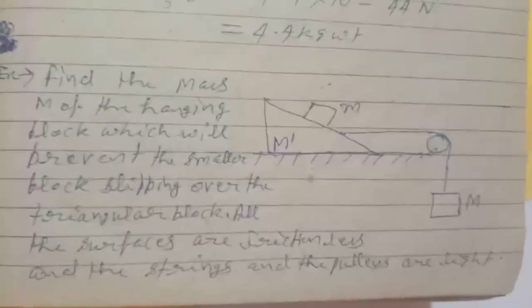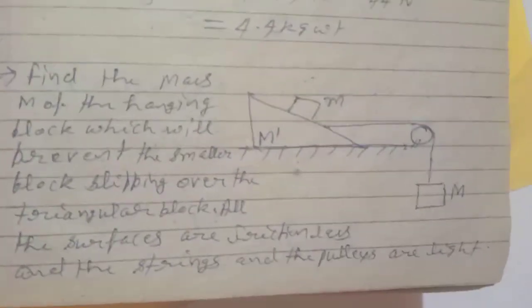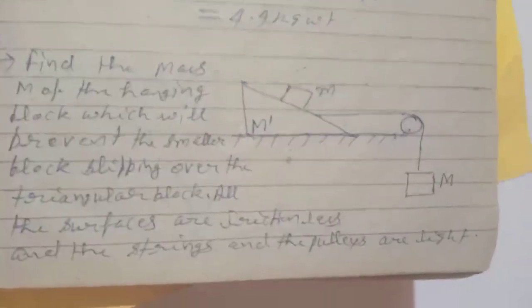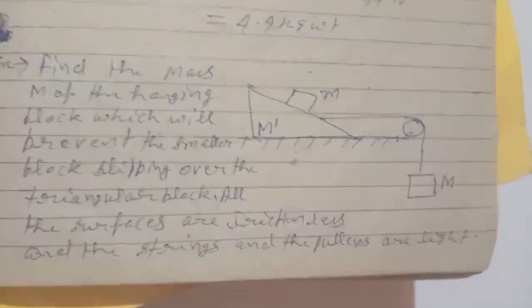Find the mass m of the hanging block which will prevent the smaller block slipping over the triangular block. All the surfaces are frictionless and the strings and the pulleys are light, as shown in the figure.